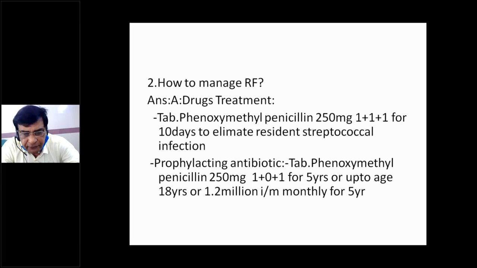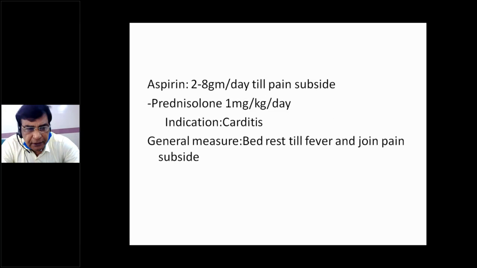And prophylactic treatment, phenoxymethyl penicillin 250 mg 1 tab BD for 5 years or up to the age of 18 years, or 1.2 million IM monthly for 5 years. So either phenoxymethyl penicillin or injectable penicillin. Another drug used is aspirin.